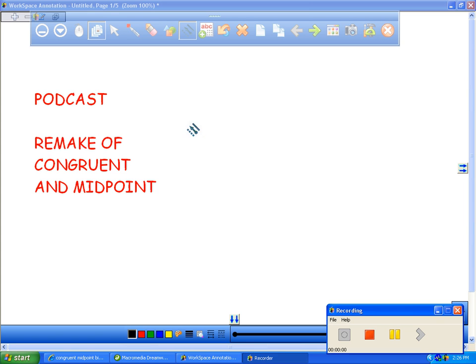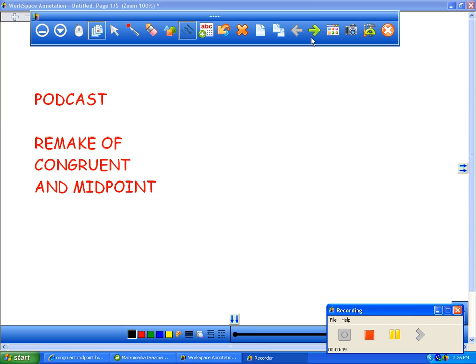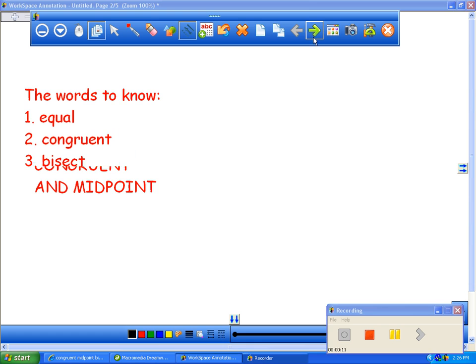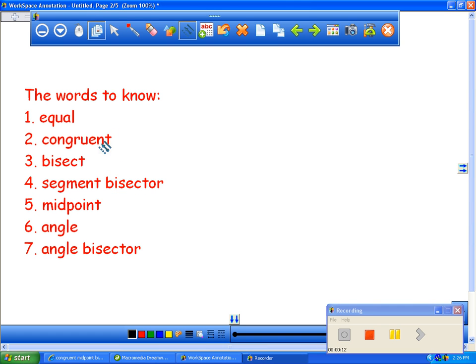Okay, today's podcast is a remake of the congruent and midpoint. There are several things that we need to discuss, and most of those are terms. So let's get on with it. The words to know: equal, congruent, bisect, segment, bisector, midpoint, angle, and angle bisector.